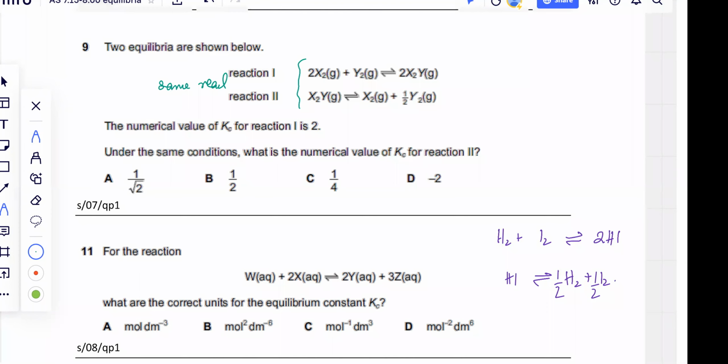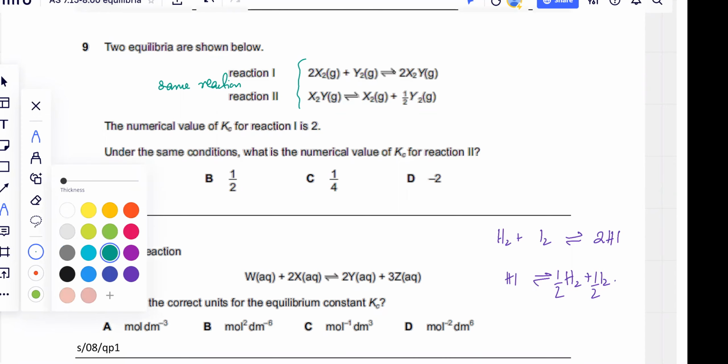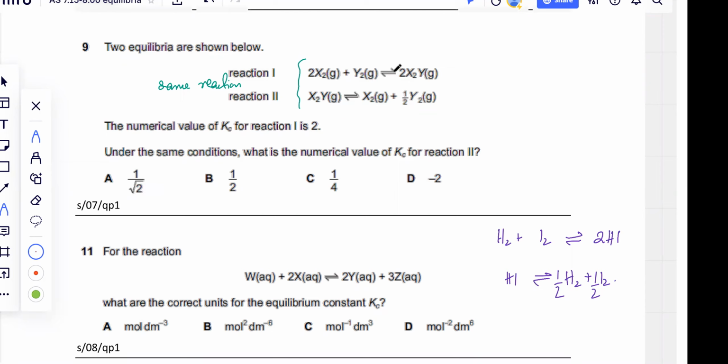So tell me another thing. If they are the same reaction, would they have the same value of Kc or not? Like I told you, every equilibrium has an equilibrium constant. So would they have the same exact value of Kc or different values of Kc? Different, I think. But it should have been the same, because it's the same equilibrium reaction.